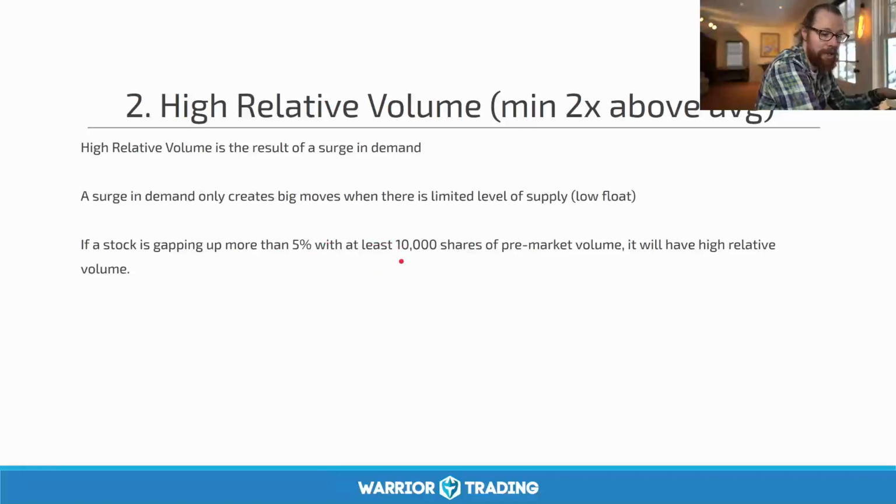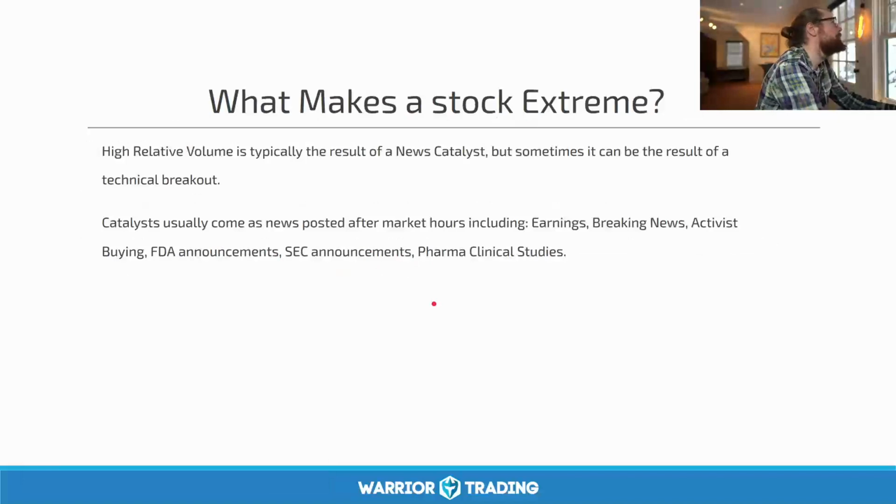And of course, if there's something that's up 30% with 3 million shares of volume, we would look at that before something up only 5% with only 10,000 shares, but we'll sort those from leading gap and then we can also look at leading volume.